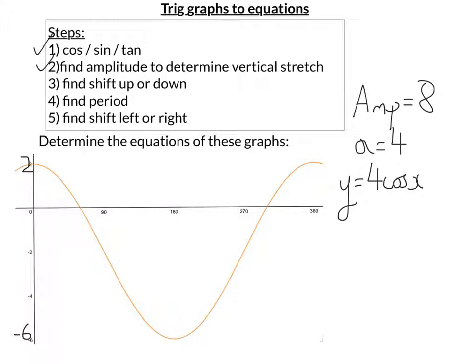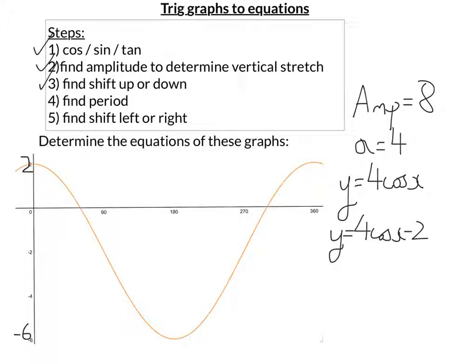Now find a shift up or down. Well, a normal cos curve starts at 1. A 4 cos x curve will start at 4. Well, this one starts at 2. So it must have been shifted down by 2. So y equals 4 cos x minus 2.